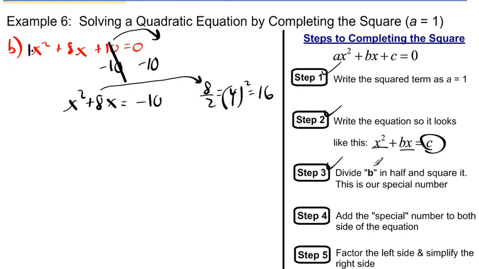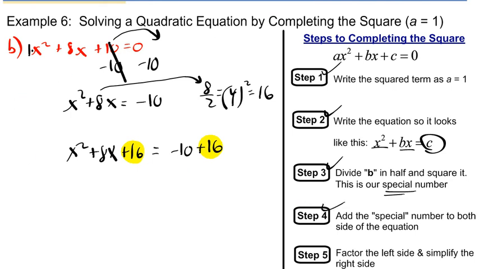Bing! Now that we have our special number, we're going to add the special number to both sides of our equation. All right, so x squared plus 8x. We're going to add 16 to the left side, and then we're going to add 16 to the right side. All right, so I'll go and highlight those right there. So we added 16 on the left, and we added 16 on the right. Okay, and that would take care of step number 4.